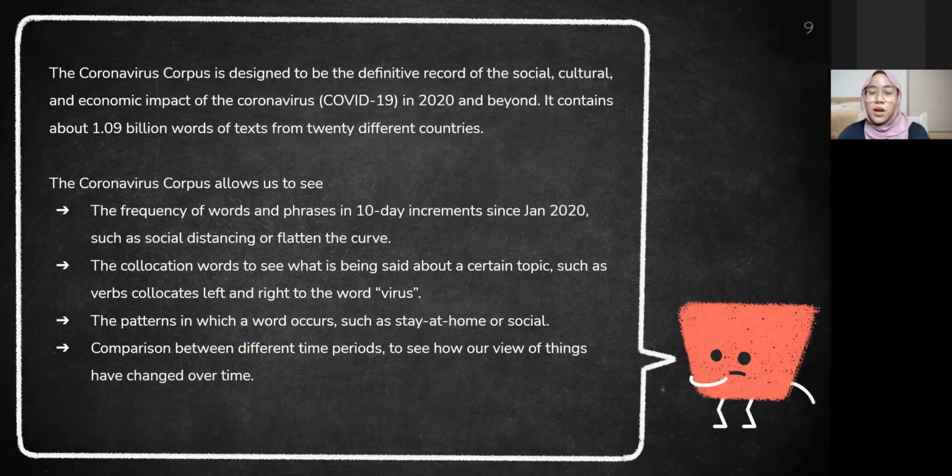The coronavirus corpus allows us to see, first, the frequency of words and phrases in 10 day increments since January 2020, such as social distancing or flatten the curve. Second, the collocate words to see what is being said about certain topics, such as verb collocates left and right of the word virus. Thirdly, the patterns in which words occur, such as be at home or social. And lastly, the comparison between different time periods to see how our view of things has changed over time.